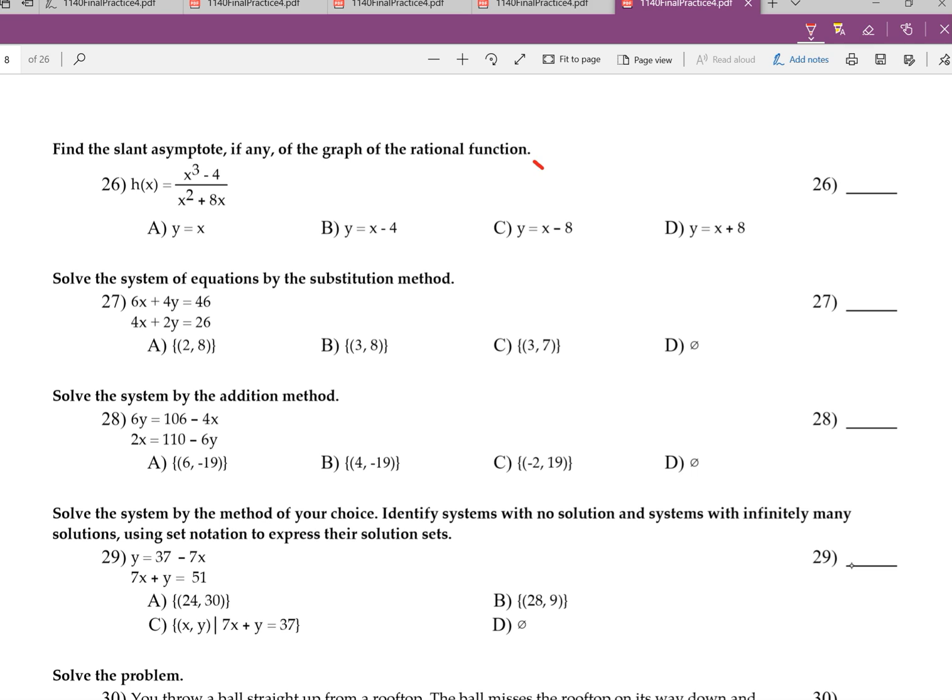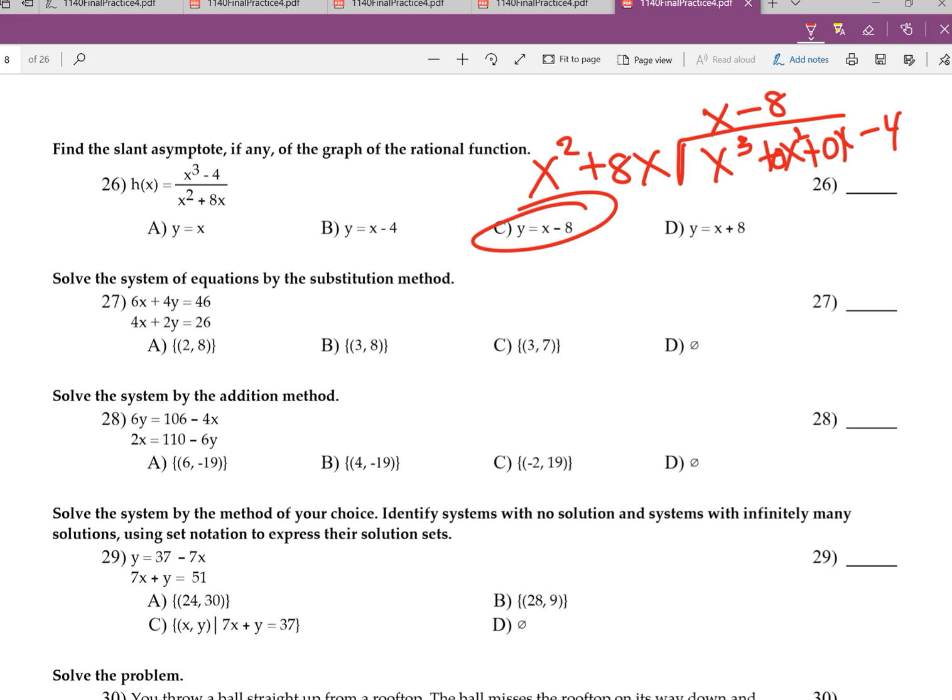So when you do x squared plus 8x and you divide that into x cubed plus x squared, plus 0x minus 4, and you substitute this, you end up with x minus 8 on the top. Only answer choice for that would be this one. And yes, you have a remainder of some value which is irrelevant.